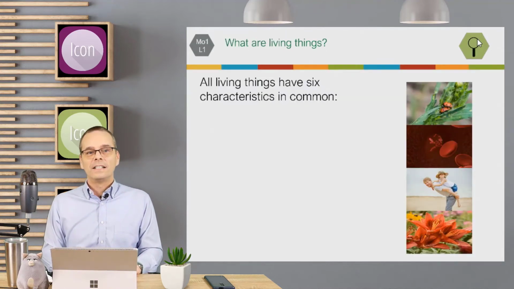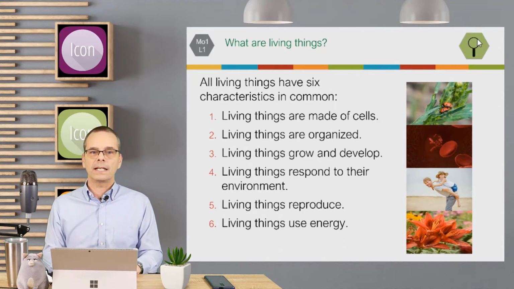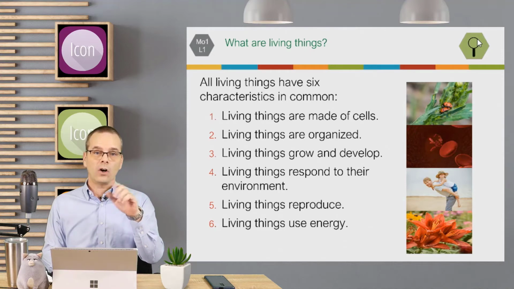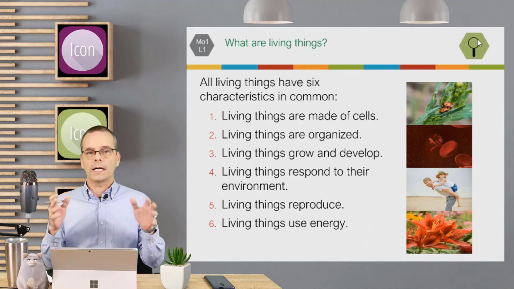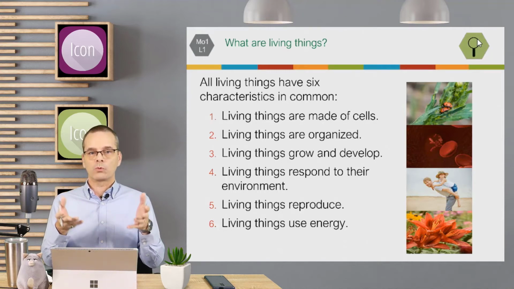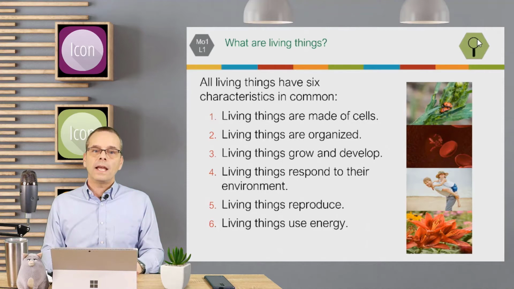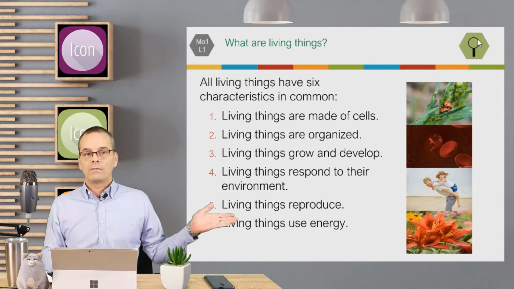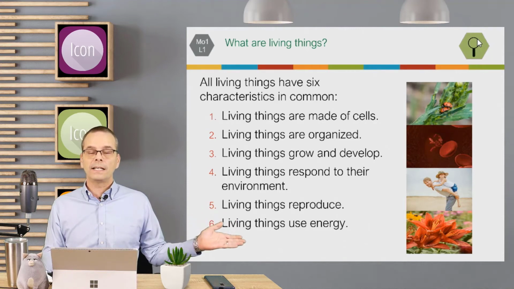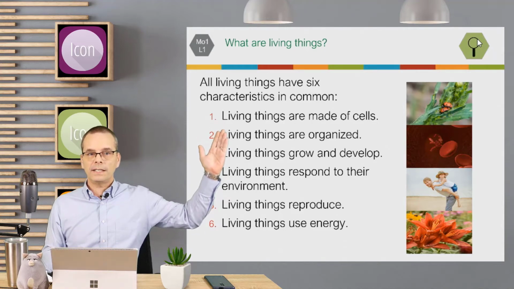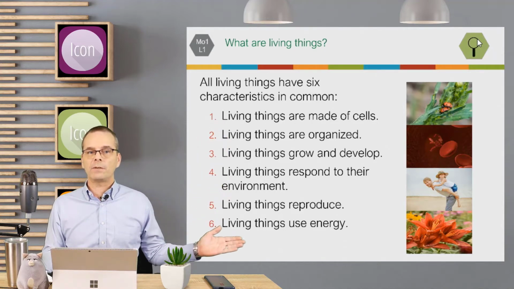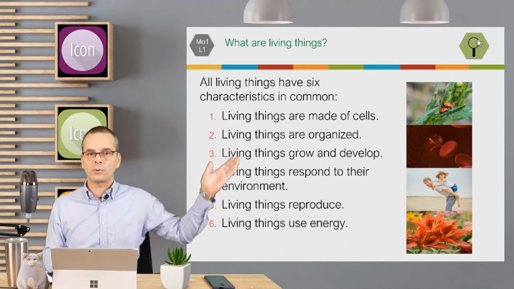Remember that all living things have 6 characteristics in common. One, all living things are made of cells. Also, living things are organized. And living things grow and develop. They also respond to their environment. Living things reproduce, and finally, living things use energy. So remember, to be defined as a living thing, you have to meet these 6 characteristics.